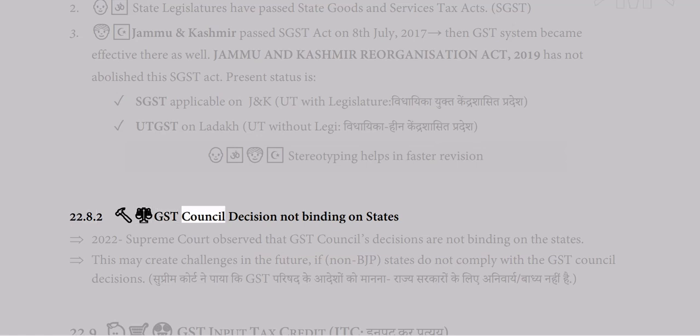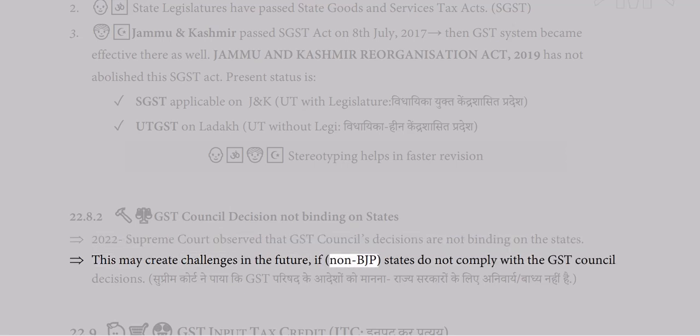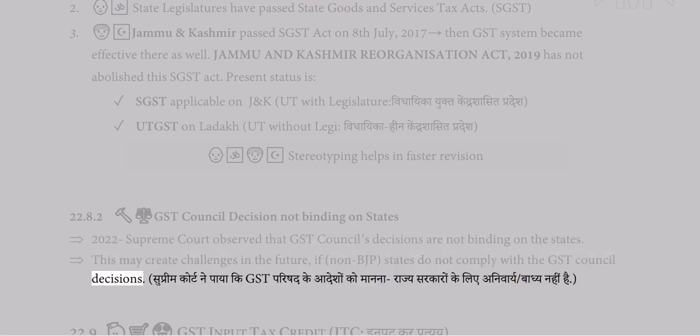2.8.2 Scales: GST Council decision not binding on states. In 2022 the Supreme Court observed that the GST Council's decisions are not binding on the states. This may create challenges in the future if non-BJP states do not comply with the GST Council decisions.